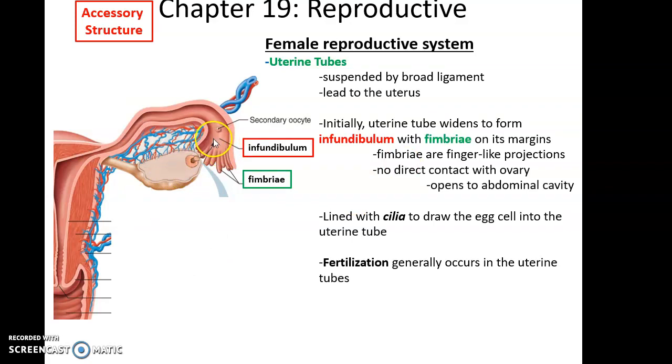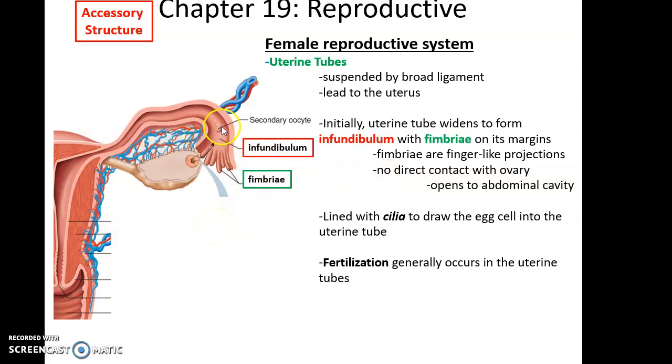Initially, the very beginning of the uterine tube, it is not attached to the ovary. It is separate. So when the ovulation occurs, the oocyte ends up in the abdominal cavity. But then these little finger-like projections from the uterine tube are lined with cilia, and the cilia will beat, and that beating will generate a current that will draw the oocyte into the uterine tube.